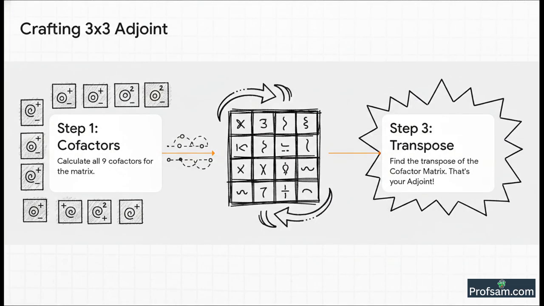Right. Here's our 3-step plan. First, we have to calculate the cofactor for each of the 9 elements. Now, to get the cofactor, we first find the minor. You just pick an element, cover up its row and column, and find the determinant of the 2x2 matrix that's left. Then, we give that minor a sign, either plus or minus, based on its position. The signs follow a simple checkerboard pattern. Easy. Second, once you have all 9 cofactors, you arrange them into a cofactor matrix. And for the final, absolutely crucial step, you find the transpose of this cofactor matrix. That final matrix is your adjoint.